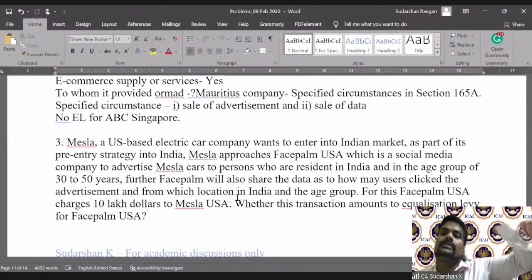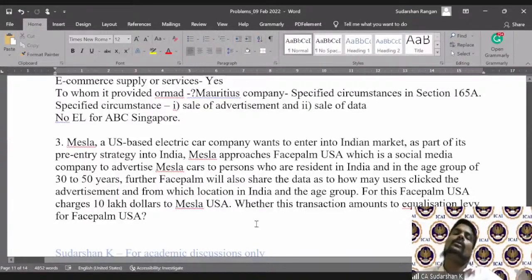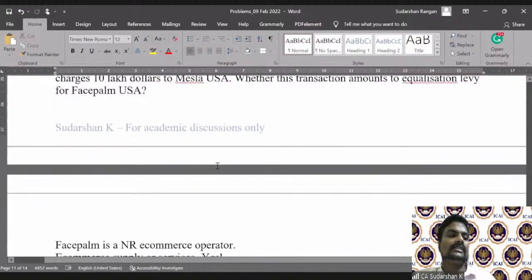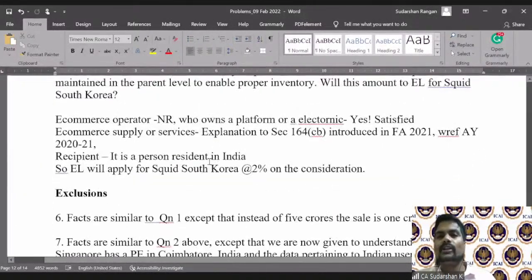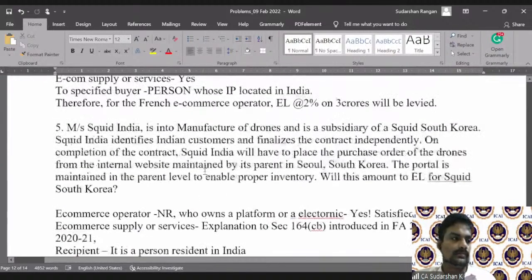So first equalization levy 1.0, and then only you have to go to equalization levy 2.0. So if it's already covered under online sale of advertisement, then you don't need to again pay an additional 2%. So 6% will be enough. That is provided in this question. Instead of MESLA USA, it is MESLA India. So equalization levy 1.0 will attract. If 1.0 comes, you don't need to go to 2.0.